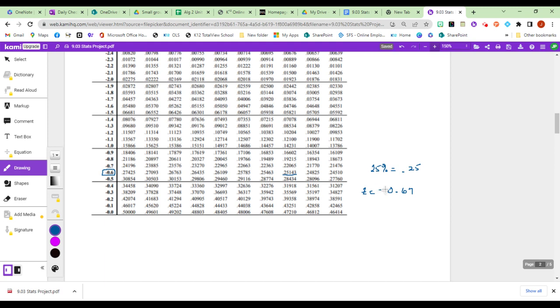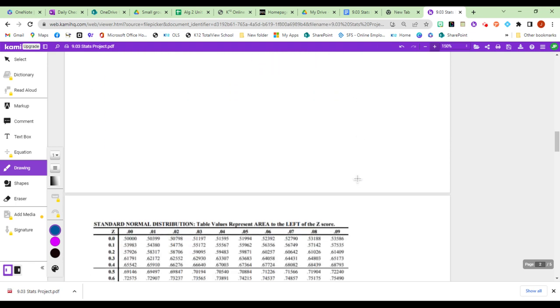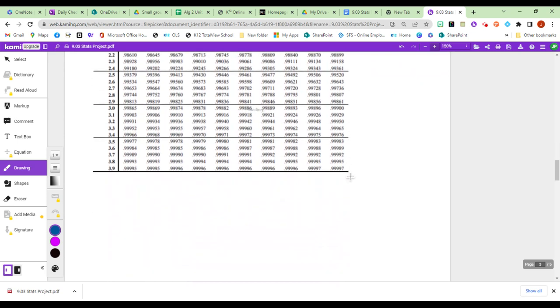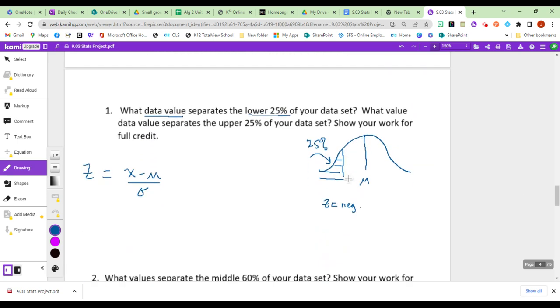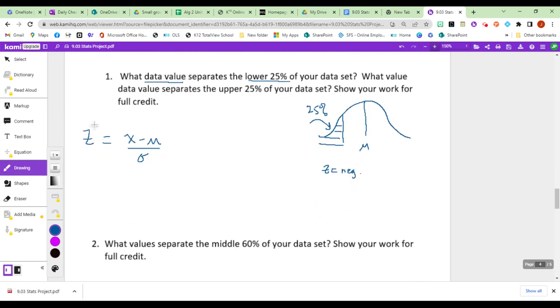Okay, so that's the first thing you're going to have to do: use your chart to find your z-score. Then you're going to go back to your problem. And in the place of the z, we're going to put in negative 0.67. X is what we're looking for. We're looking for that data value. So X is unknown.